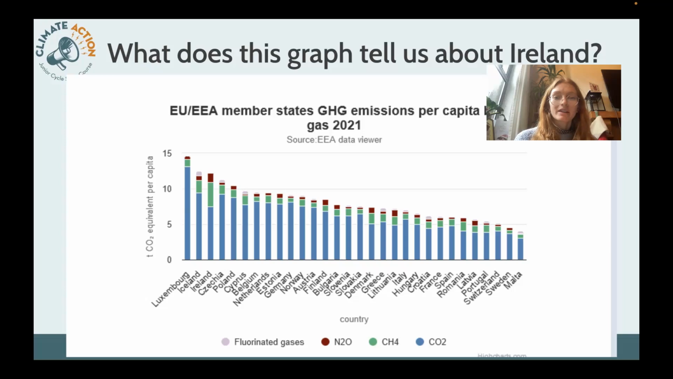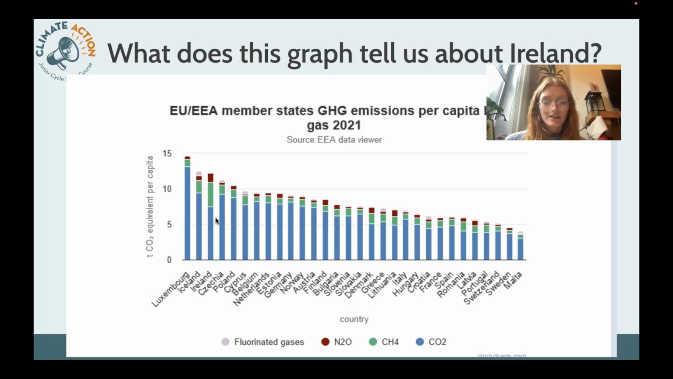This graph is the EU emissions about Ireland, and it's an interesting one to look at. This is from 2021. But as you can see, per capita, per person, Ireland is the third highest. So that can answer some questions about whether it's worth us bothering. We've got very high emissions per person.